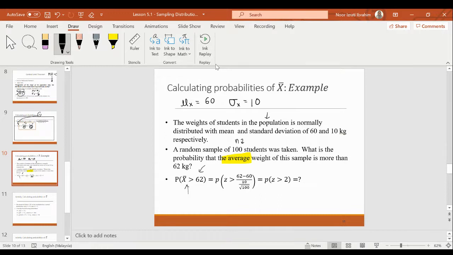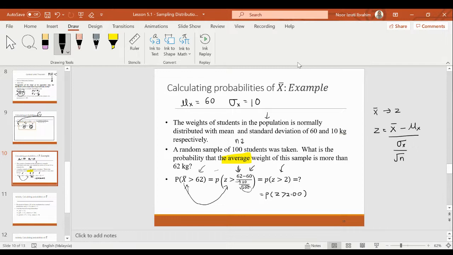To get this, by using the central limit theorem, this is normally distributed, where we can use the probability from the standard normal distribution. That's why we transform X bar to become Z. To do that, using the formula just now, Z equals X bar minus mu X divided by standard deviation of X over square root of n. So X bar is 62, mu X is 60, standard deviation of X is 10 divided by square root of 100. You press the calculator, you will get this, or I can write this as P, Z greater than 2.00.